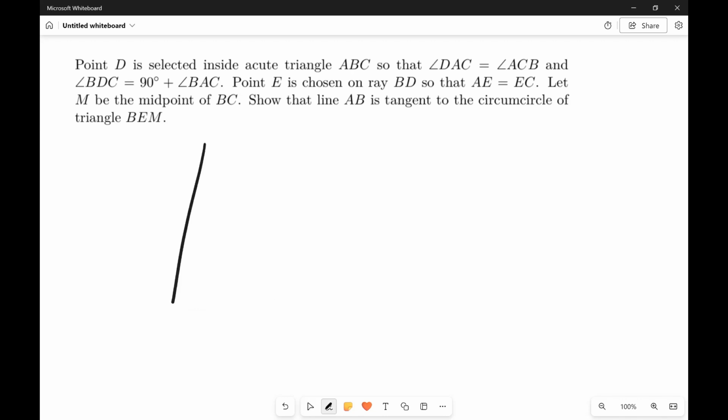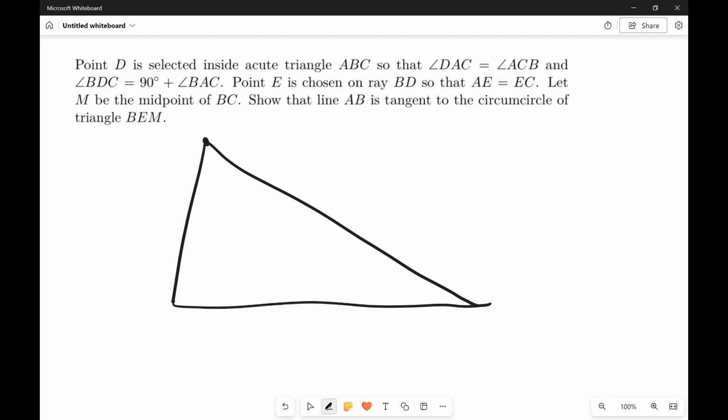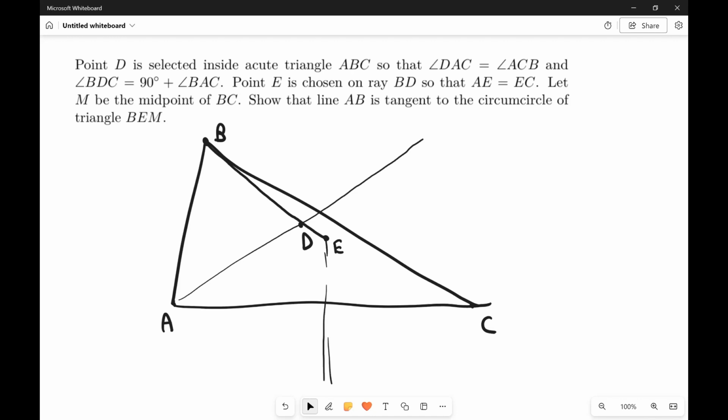So we now have our new diagram, but instead B is on the top. And then we put A and C here. Then point D is selected such that AD is equal to DC, so D lies on something like that line. And we have angle BDC is 90 degrees plus angle BAC, so D could be somewhere around here. Point E is selected on ray BD such that AE is equal to EC. So this is point E. And now the perpendicular bisector is vertical. If we let M be the midpoint, we wish to show that the circle BEM is tangent to AB.